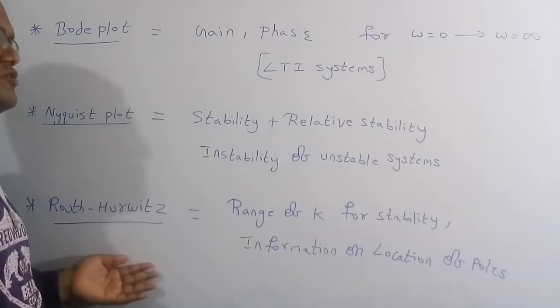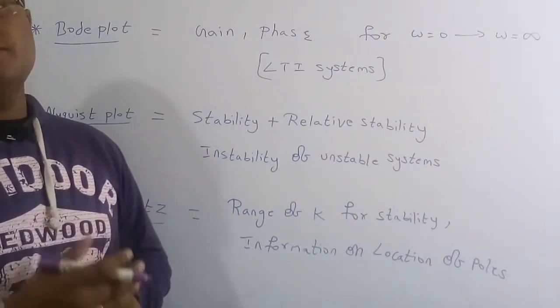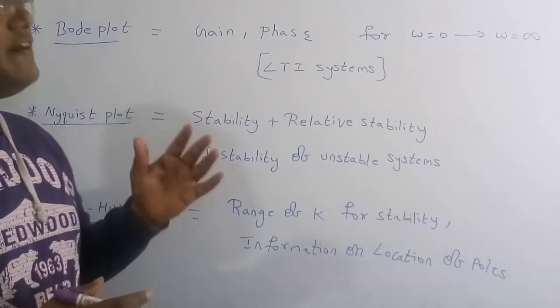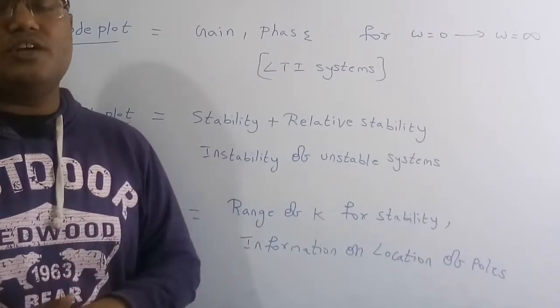And with the help of Routh's criterion, here we are going to find the range of gain k in order for the system to be stable. And also here we can tell you the information regarding the location of poles, but not the exact location of the poles.